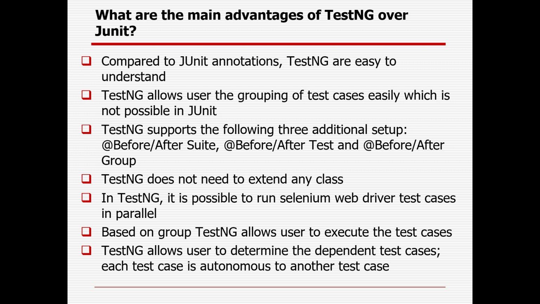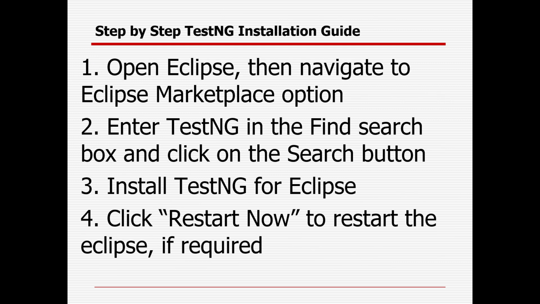There are a lot of annotations which are only available in TestNG but not in JUnit, like before and after suite, before and after test, before and after group, all this stuff, right? In TestNG, it is possible to run Selenium WebDriver test cases in parallel, but JUnit has some sort of difficulty. The grouping feature is not available in JUnit, but it is available in TestNG. Those are a couple of the primary differences between JUnit and TestNG.